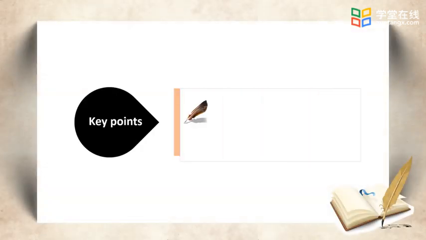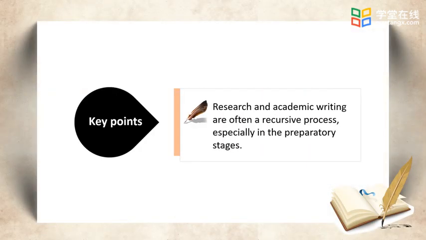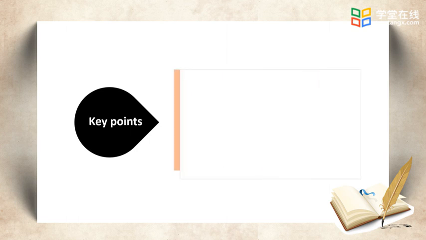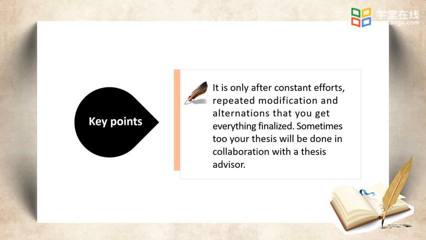Research and academic writing are often a recursive process, especially in the preparatory stages. It is only after constant efforts, repeated modifications, and alterations that you can get everything finalized. Sometimes, too, your thesis will be done in collaboration with a thesis advisor.